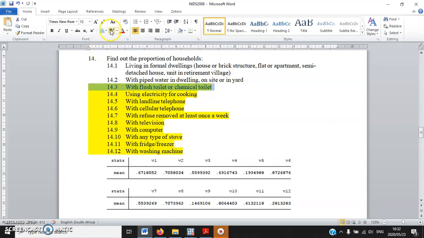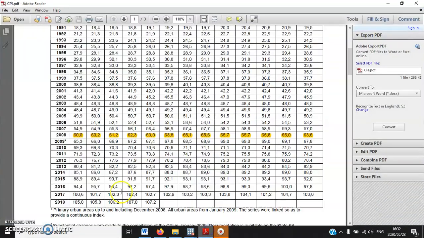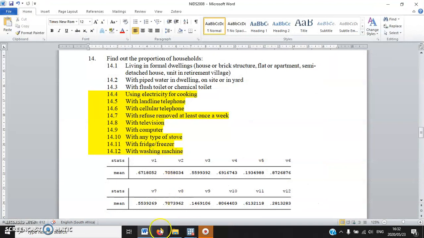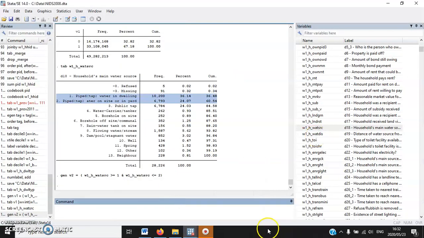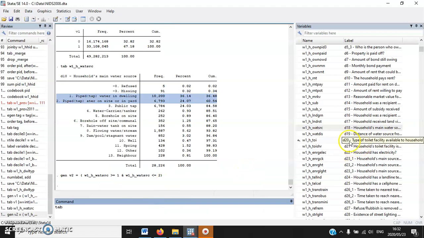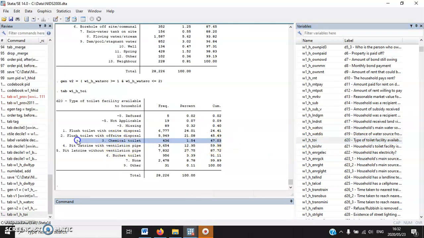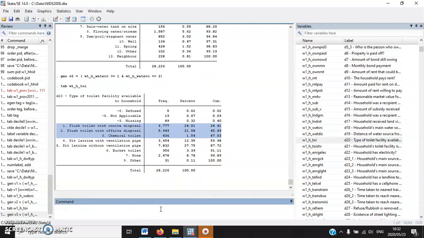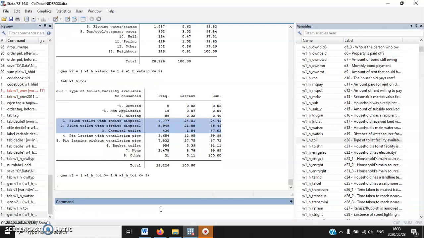Next one, with flush toilet or chemical toilet, which stands for the best type of sanitation facility. Let's look for the question, D20, sanitation. Let's tab D20, this one. If the answer is between 1 and 3, then the dummy, which we are going to call V3, is equal to 1. So if the toilet variable is between 1 and 3, for this question I will do it slowly. We have to generate 12 dummies actually.